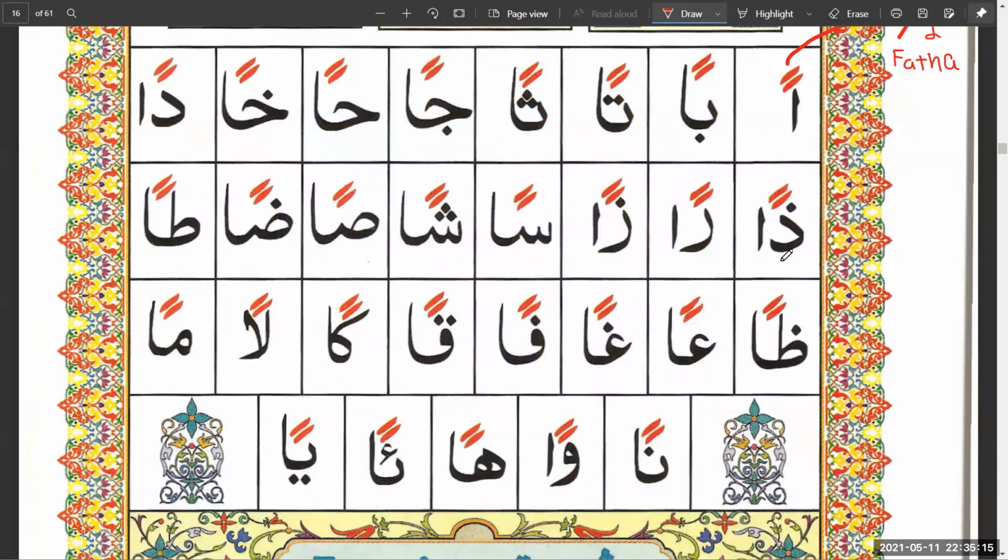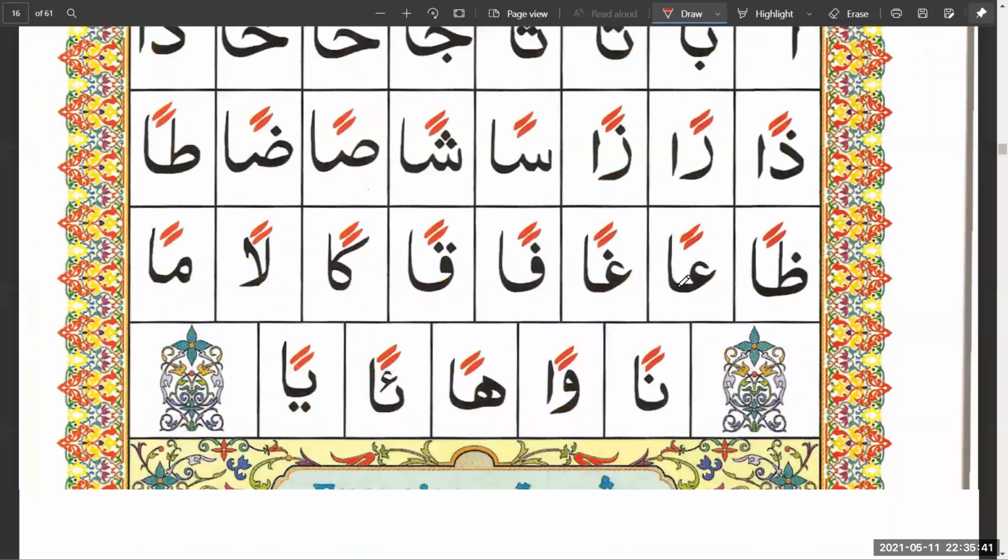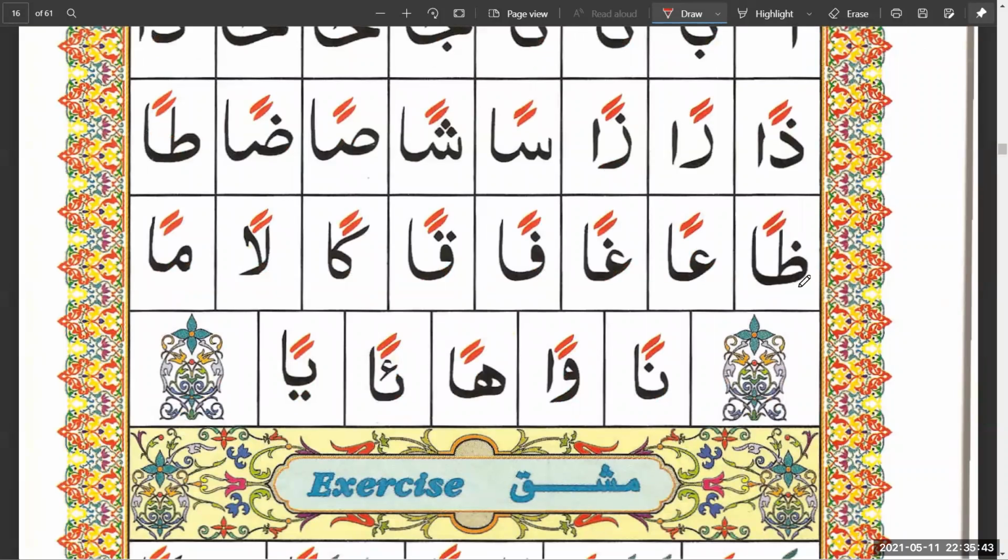Thal, two fatha, Then. Ra, two fatha, Ron. Za, two fatha, Zen. Sin, two fatha, Sen. Shin, two fatha, Shen. Sad, two fatha, Son. Dad, two fatha, Don. Ta, two fatha, Ton. Va, two fatha, Van. Ain, two fatha, An.